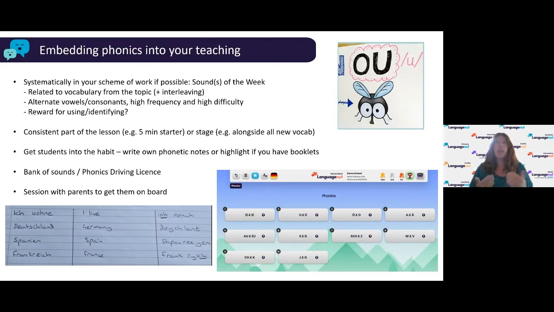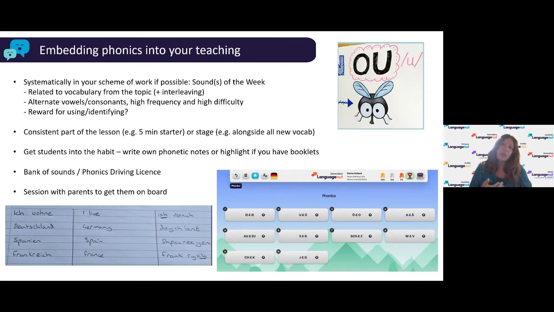It could be either a consistent part of the lesson, so some teachers do it with this is a 5-minute starter, and it's always a phonics starter, or it could be a consistent part of a stage. So for example, whenever you do new vocabulary, you look at the phonics, and it might be a sound of the week, or it might be just this is when we look at the different phonics sounds of that, but trying to make it consistent, whatever that is, whether it's a specific part of the lesson or a specific time in the lesson. And there are lots of schemes of work that you can use for this.